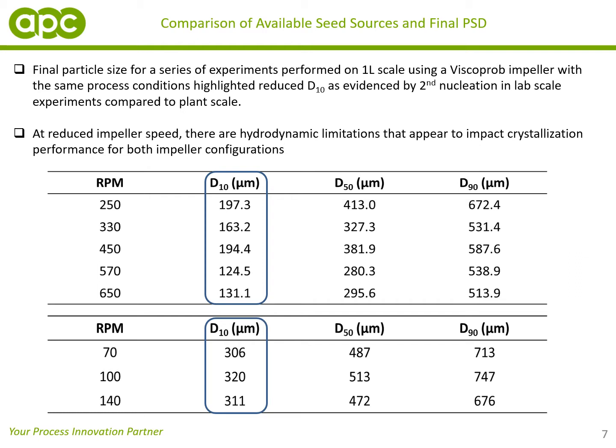And what was also readily apparent was that there was a decrease in the overall D10 as the impeller speed was increased as well. And this wasn't the case on the plant scale.